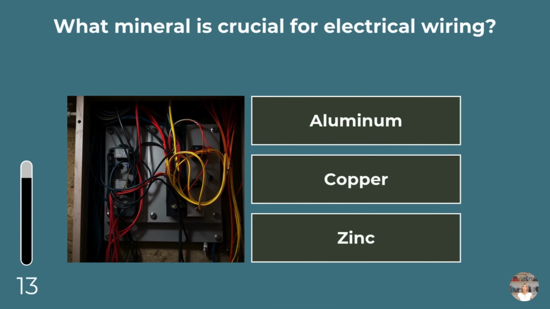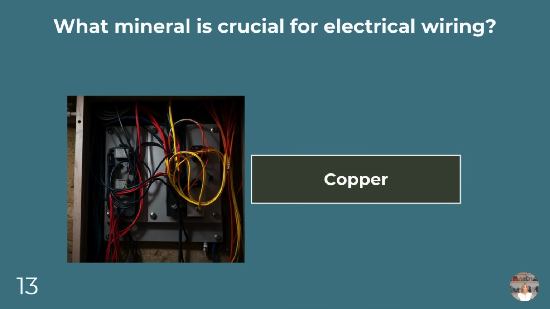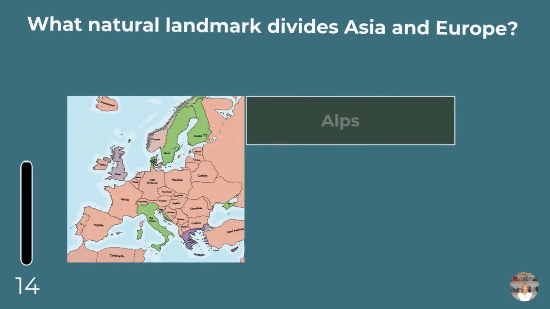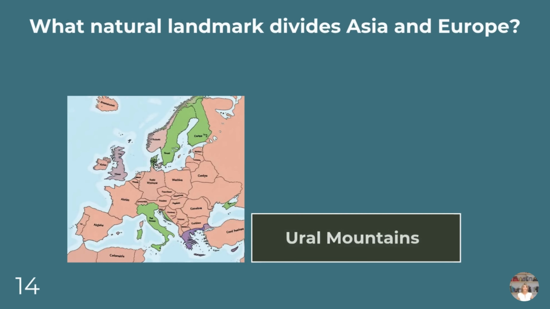What mineral is crucial for electrical wiring? Aluminum, copper, or zinc? Copper. What natural landmark divides Asia and Europe? The Alps, the Pyrenees, or the Ural Mountains? The Ural Mountains.